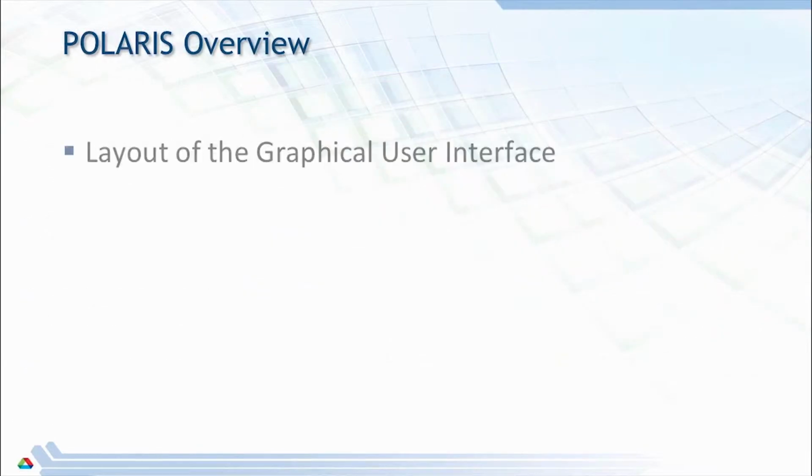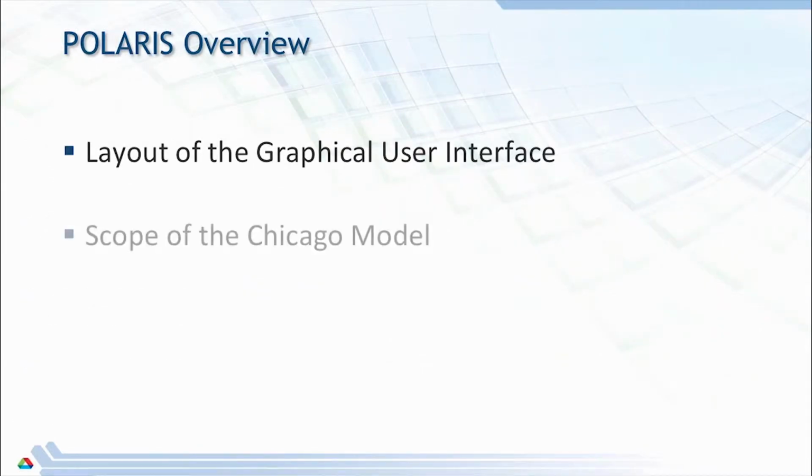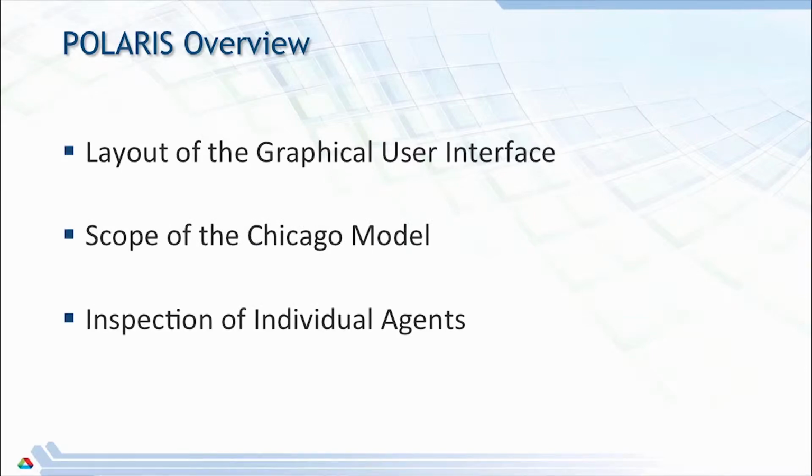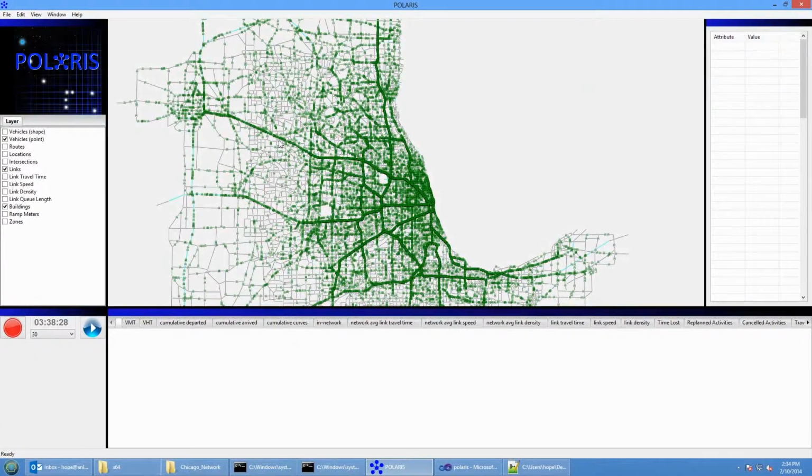In this video segment, we will look at how the Polaris graphical user interface is laid out, examine the scope of the Chicago metropolitan area model, and get an under-the-hood view of individual agents. The graphical user interface you see here was developed using the Antares 3D graphics library.